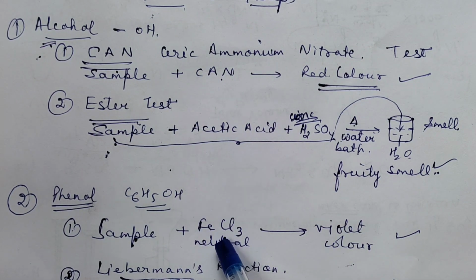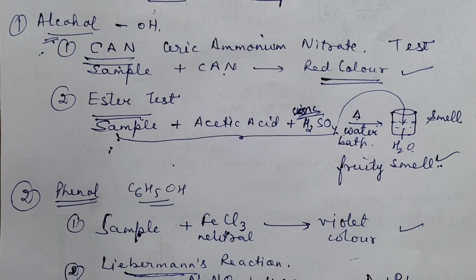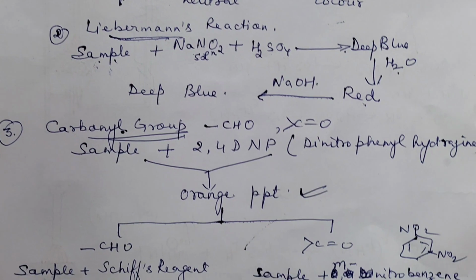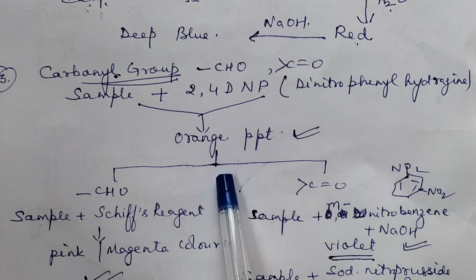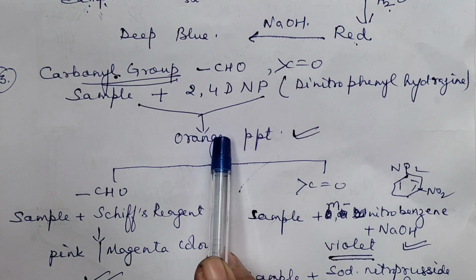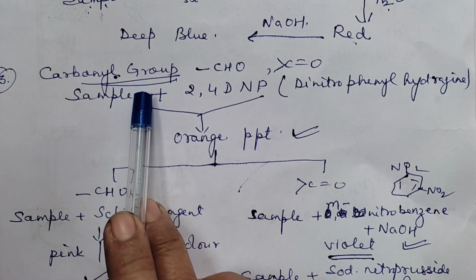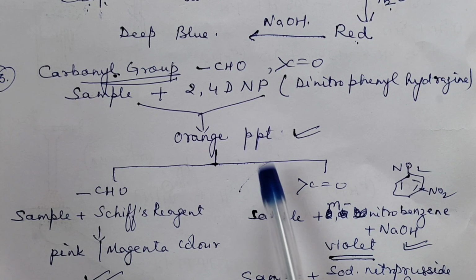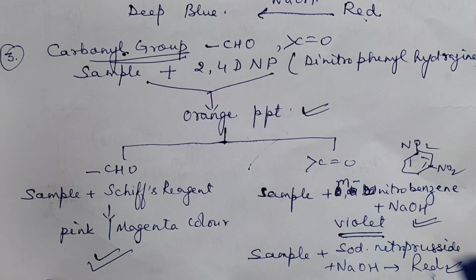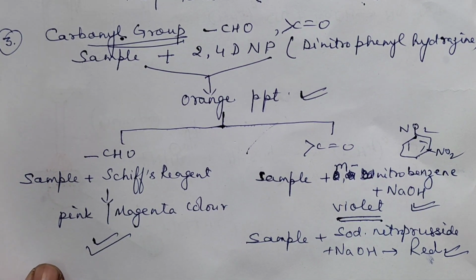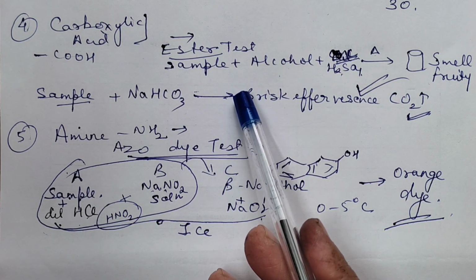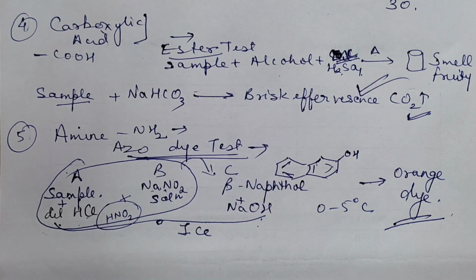Phenol, you try ferric chloride first. If you get, you go for Liebermann also. In case you do not get phenol ferric chloride, you will write phenol absent. Then you go ahead with 2,4-DNP. If you get 2,4-DNP, you will say carbonyl group present. Then you can go ahead with aldehyde or ketone. In case you do not get this orange ppt, you will say aldehyde ketone also absent, no carbonyl group present. Then you have to go ahead with the carboxylic acid, right? And then finally amine.